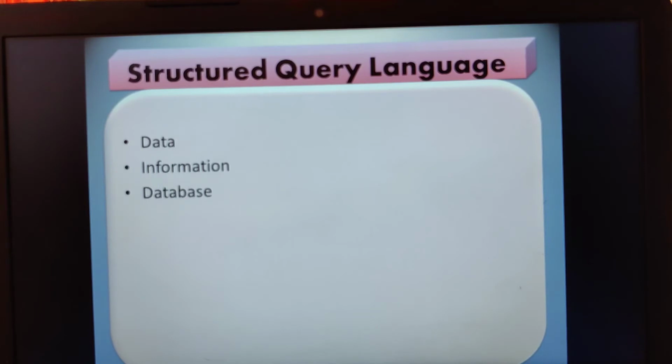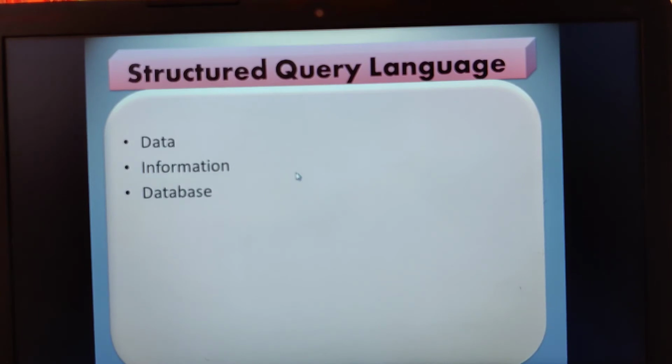Next, coming to the definition of the database. Database is nothing but a collection of logically related data that is organized in a way that the data can be easily accessed, managed and updated. What is this database?